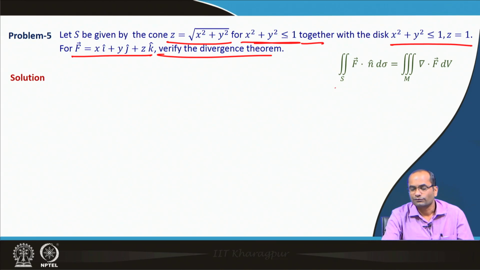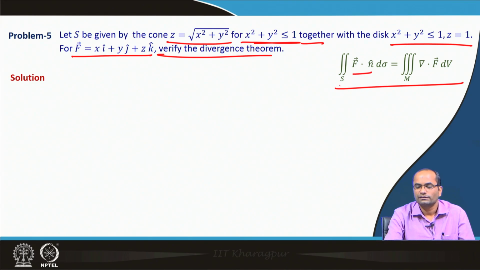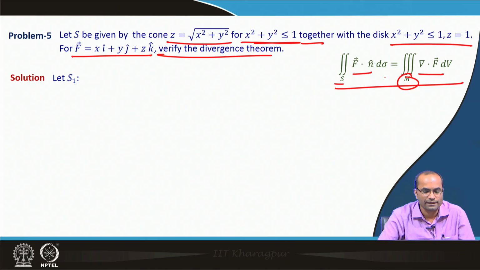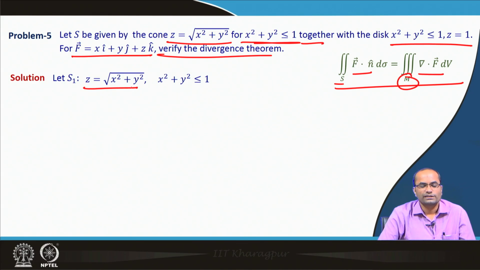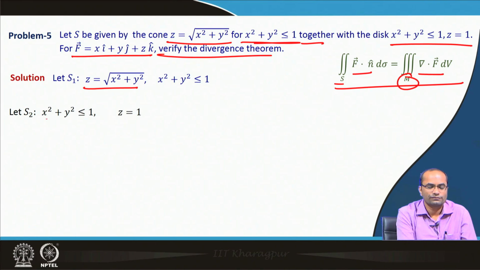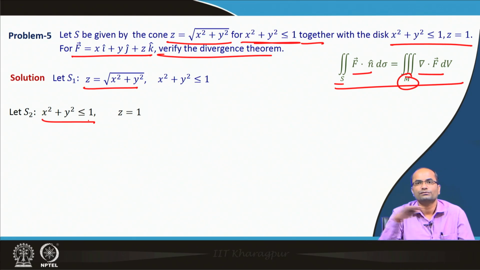So, we have to verify this, that means this F dot n over the surface, and then the divergence of F over this covered volume, which we are denoting here by M. So, we have z is equal to square root of x square plus y square, one surface which is the cone there, and then the another surface we have the disk, which is the cap on this cone.